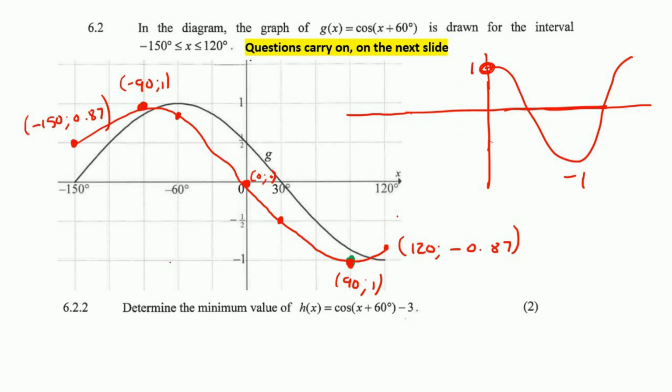Okay. And then what does this do to a graph? That moves the graph 3 places down. So all of these would move 3 places down. Okay. So then what would the lowest value be on the graph? Well, it would obviously be this one after it's moved 3 places down. So that would mean that it would go down to -4. And so that is the answer, -4.